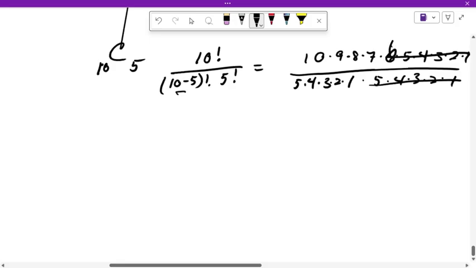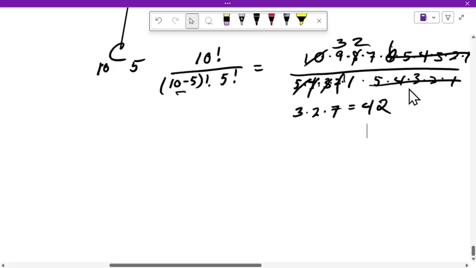I can divide 2 and 5 and take out the 10. I can take out the 4 and leave 2, and I can take out the 3 and leave 3. So I've got 3 times 2 times 7, which is equal to 42. This is the way we used to have to do it. Go back to Excel.